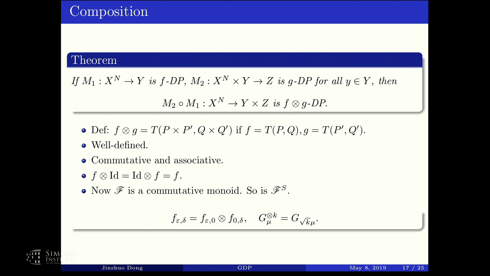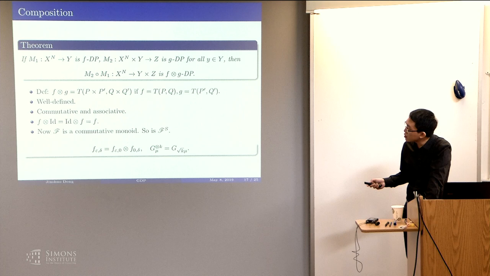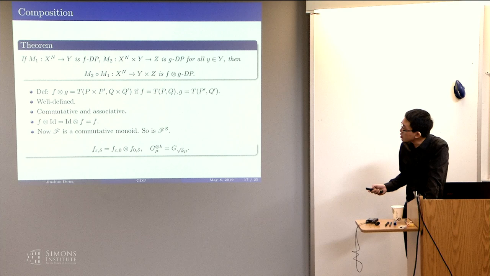So you may think that I'm just wrapping things up in a not nice way, but not really saying anything here. So let me show you these equations. The first one shows you that epsilon and delta are separable in this sense. Actually, tensoring with this thing, F zero delta, is a general way to create delta. And the second is, for mu-GDP, if you compose it k times, then it's exactly square root of k mu-GDP.